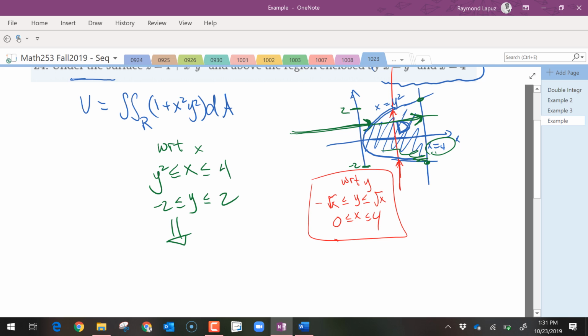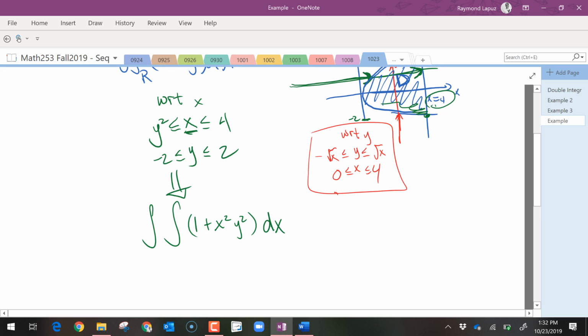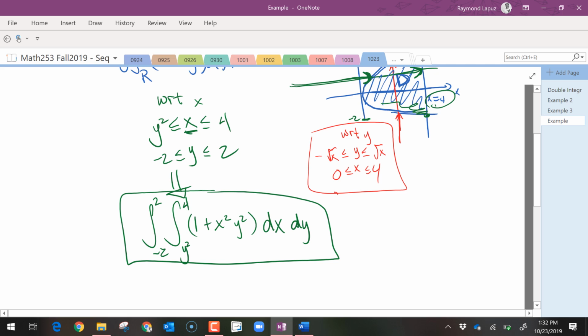So set up this integral. The inner integral, or the integrand itself, is 1 plus x squared y squared. Now I'm going to integrate with respect to x first. So dx, my x limits go from y squared as my lower limit, my upper limit is 4. And then dy, my outer limits are constants, minus 2 to positive 2. That looks pretty manageable. I'm dealing with polynomials, power functions, no square roots.